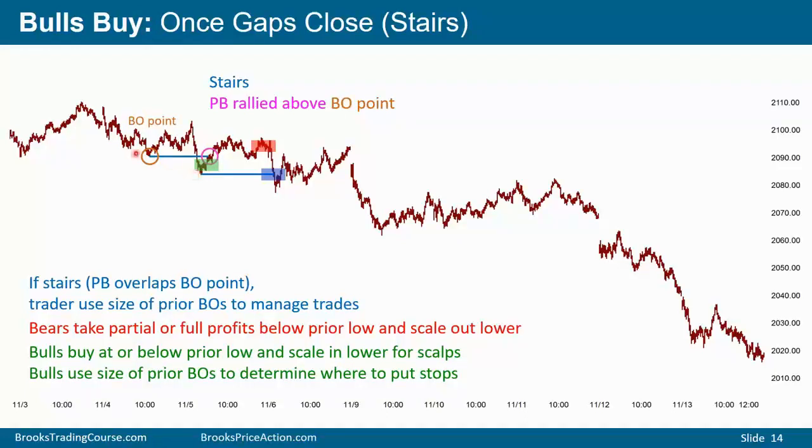The bulls see what's going on as well. They see rallies going above breakout points, and they'll buy for a scalp somewhere back up to the middle of the most recent bear leg. Sometimes they'll buy at the prior low and scale in lower and just scalp out when it gets back to the breakout point. Other times they'll buy a reversal up and exit somewhere in the middle of the most recent bear leg.